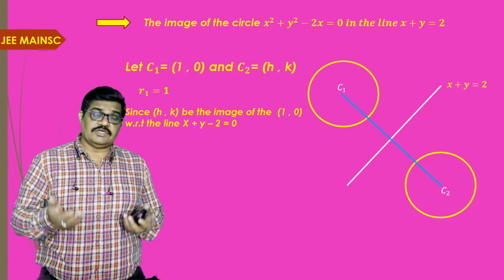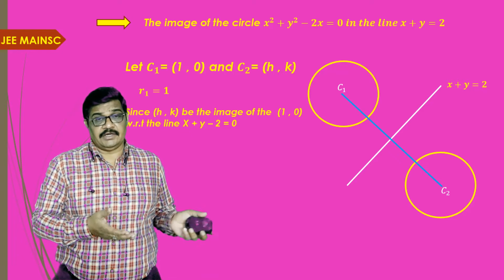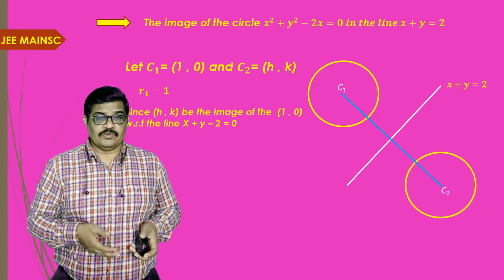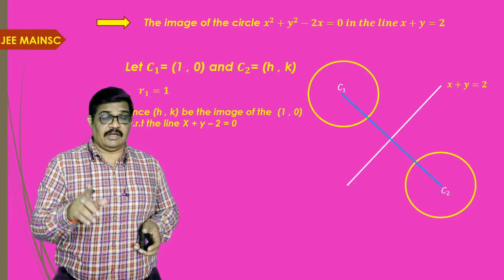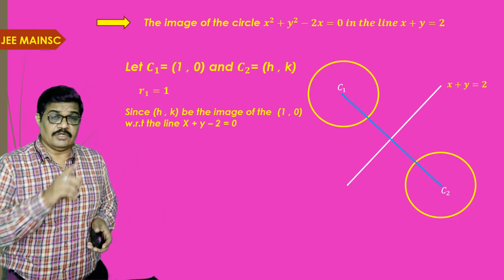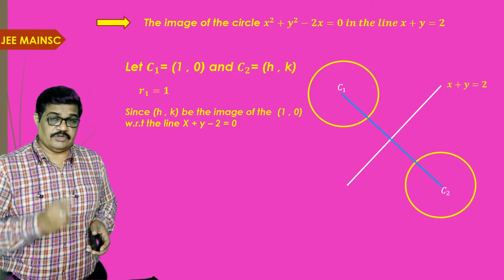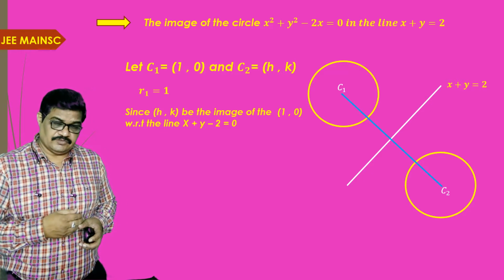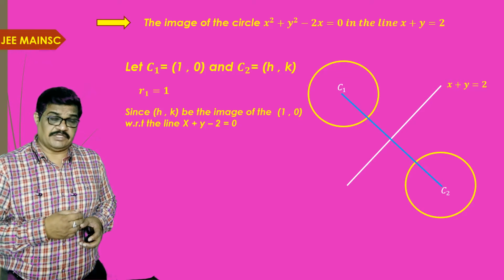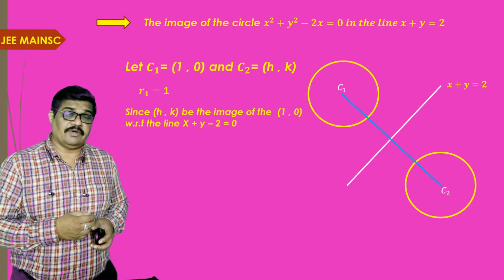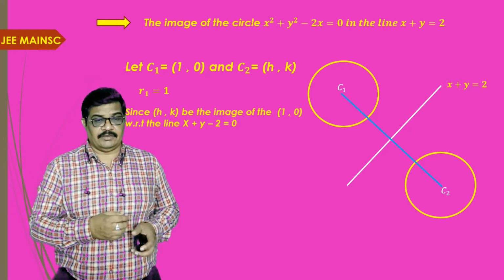Now we are using the image formula, which we already studied in first year. What is the image formula? (h minus x1) by a equals (k minus y1) by b equals minus 2 times (a x1 plus b y1 plus c) by (a square plus b square). Using this formula for the image of the point (x1, y1), we get the coordinates (h, k) of the image of the given point.